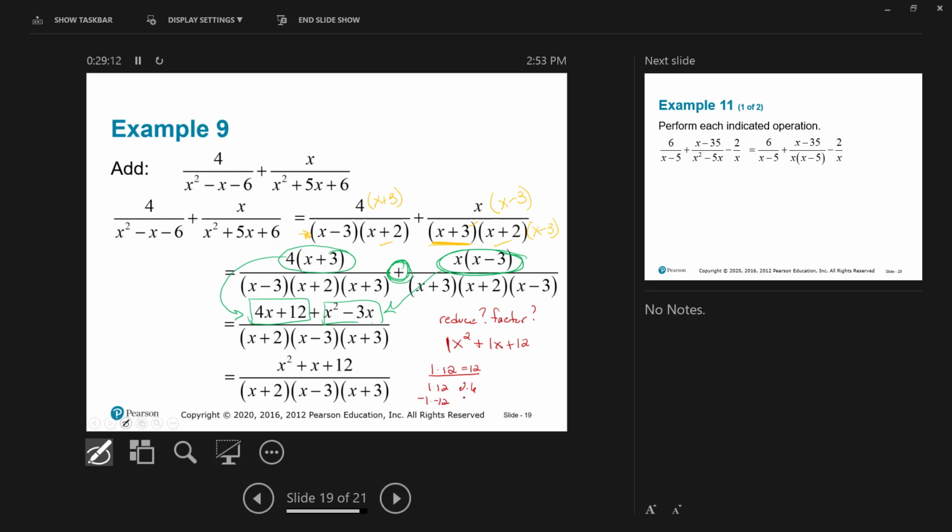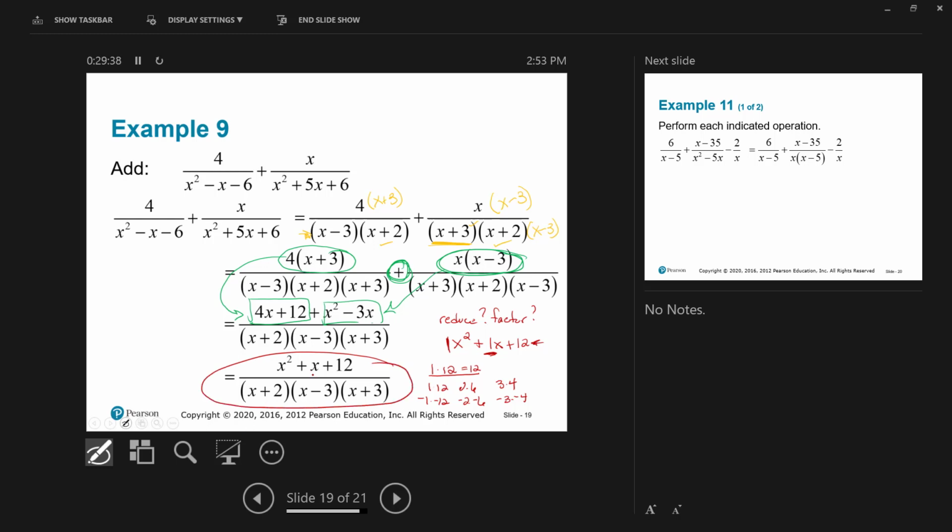Positive 2, positive 6, or negative 2 and negative 6, right? Positive 3 and positive 4, or negative 3 and negative 4, right? Do any of those add to a positive 1 in the middle? No. So can we factor this polynomial? No. Can't factor it. So can we reduce this fraction?